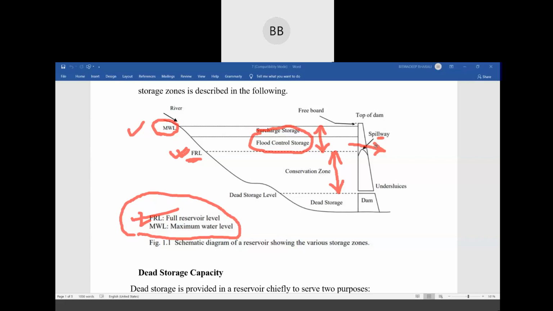So you can draw this line diagram or schematic diagram of a reservoir showing various storage zones. You can write this is the useful zone also. In some books you can find it as useful storage or useful zone.